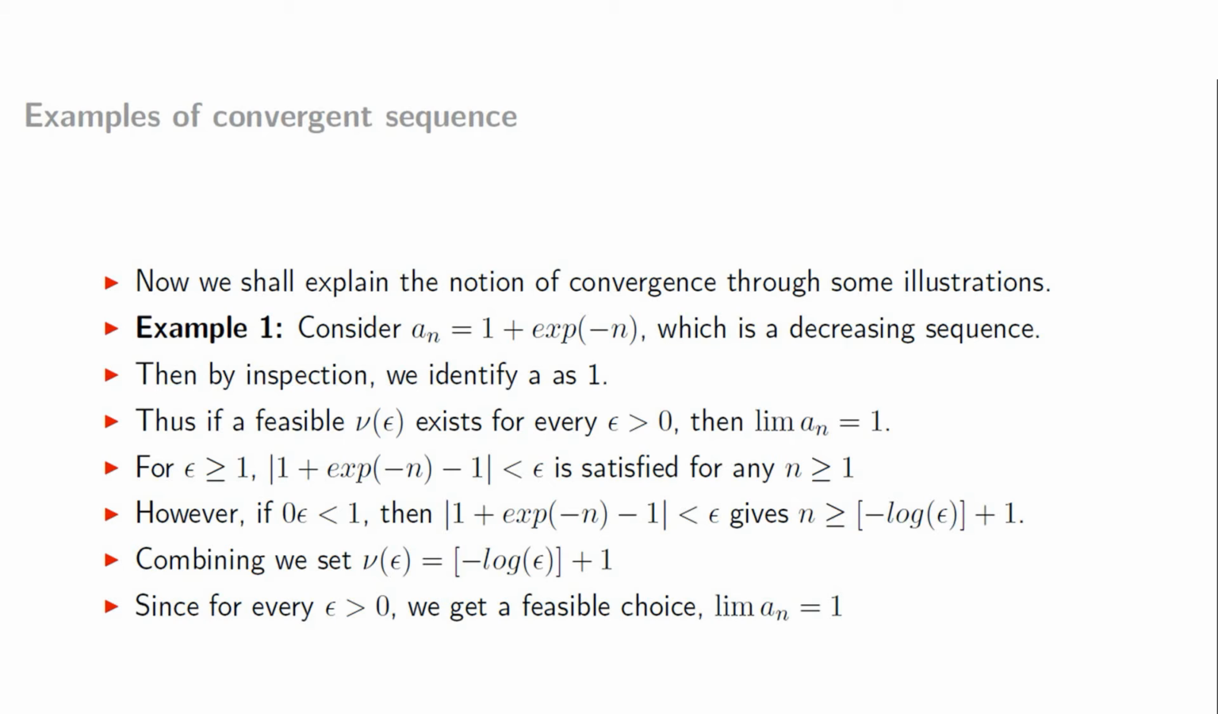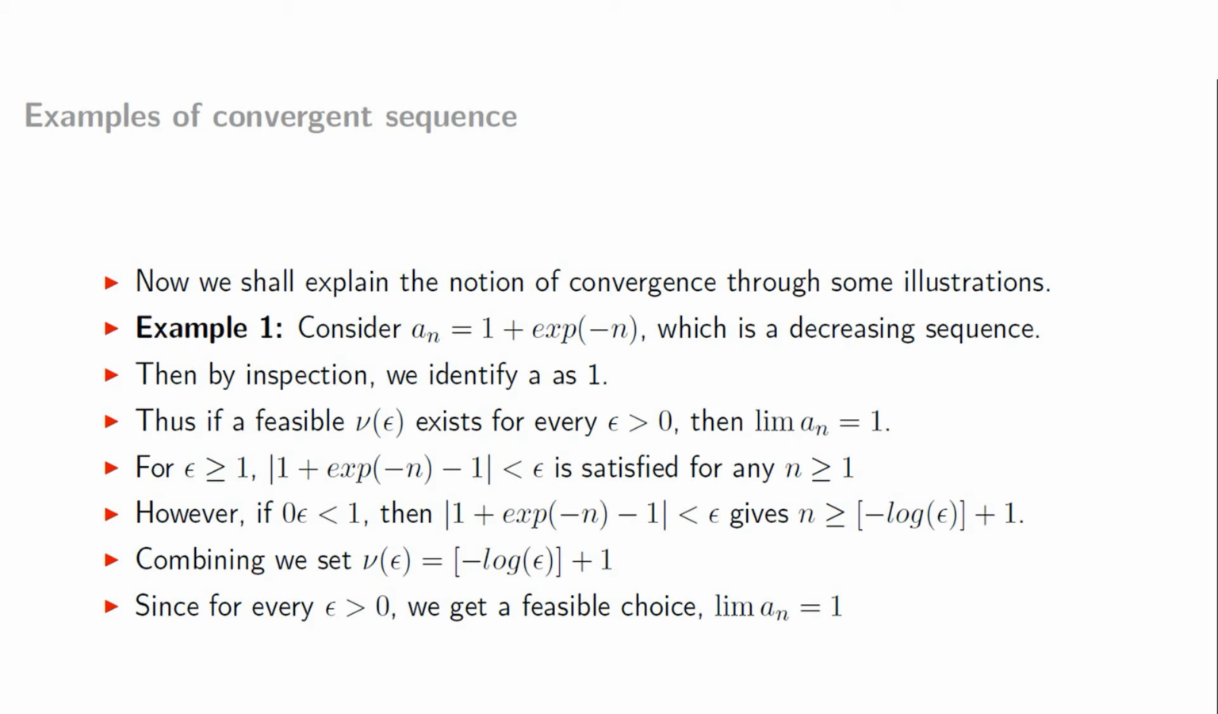Consider example 1, where we have considered the sequence 1 plus e to the power minus n. Naturally, this is a decreasing sequence, and by inspection we find that as we increase n, e to the power minus n decreases up to 0. So we just identify the real constant a as 1.